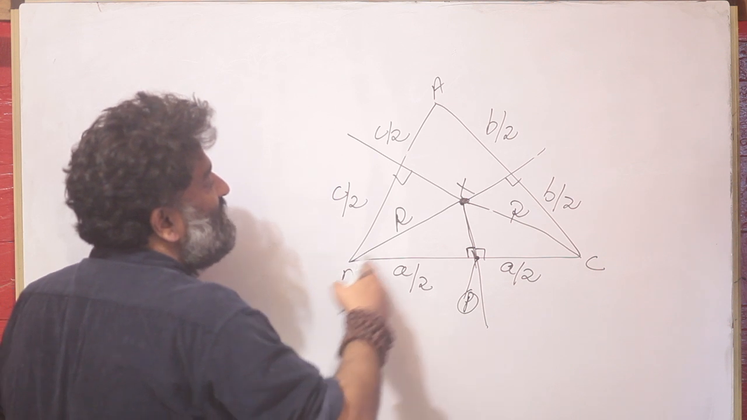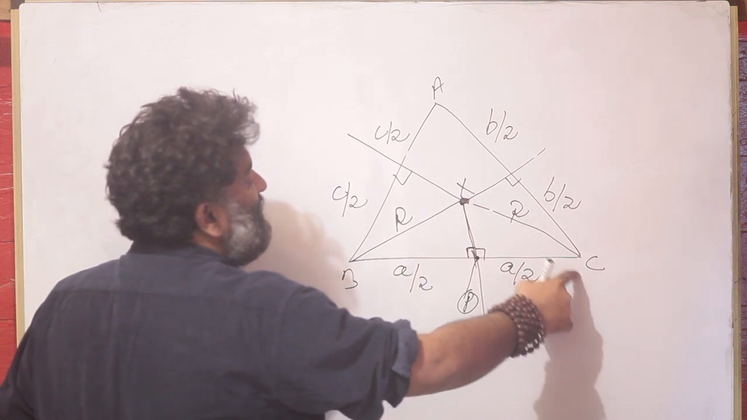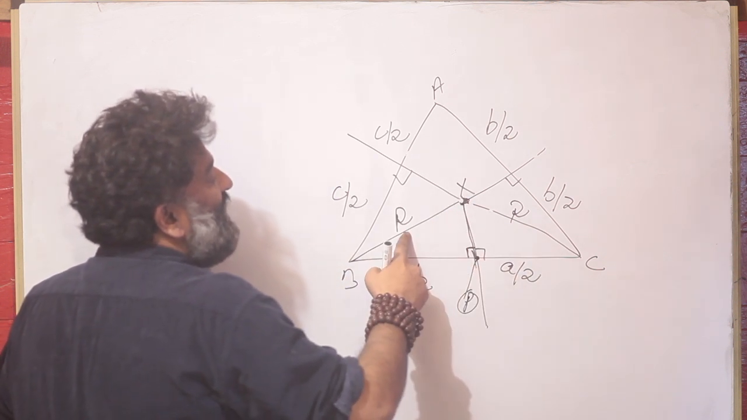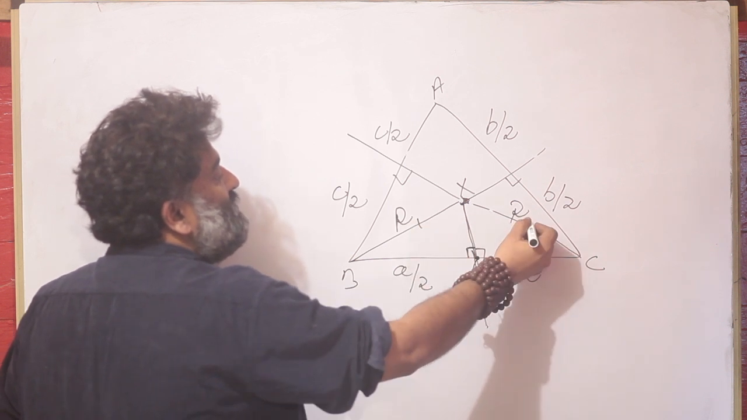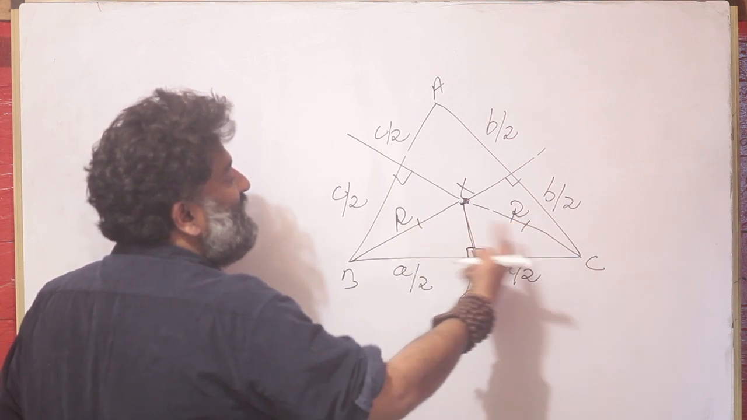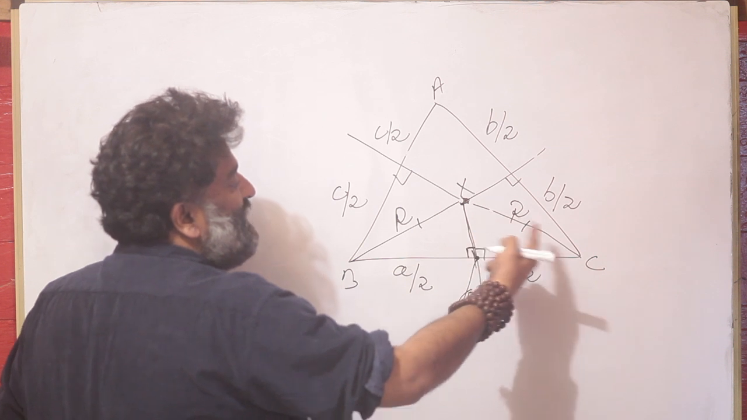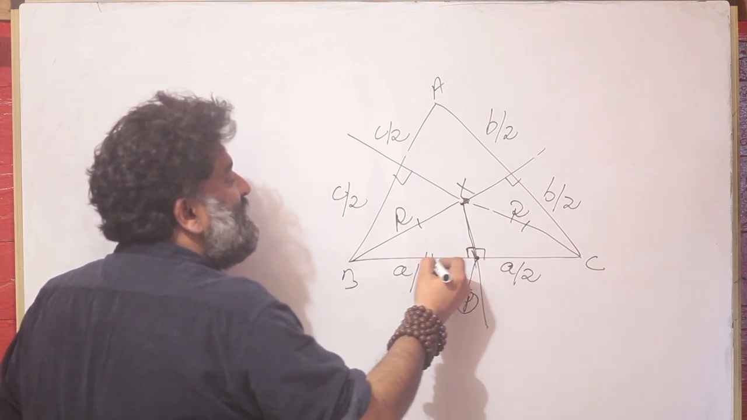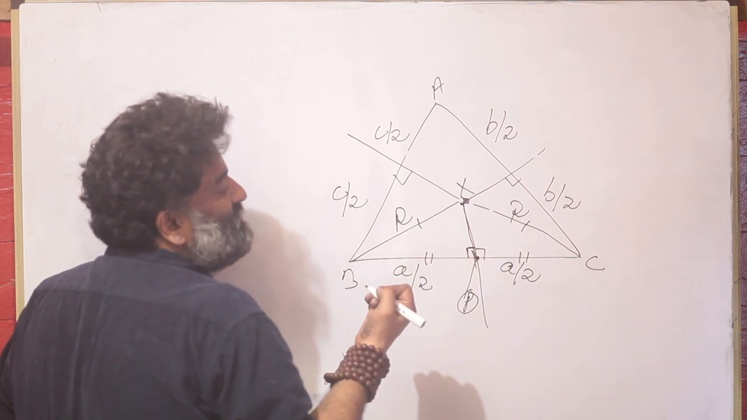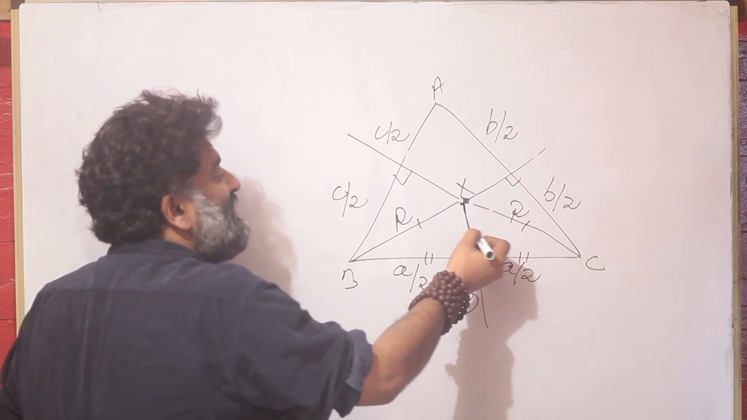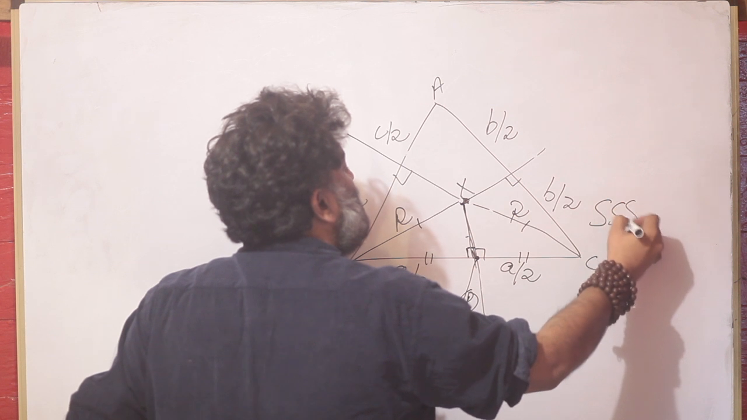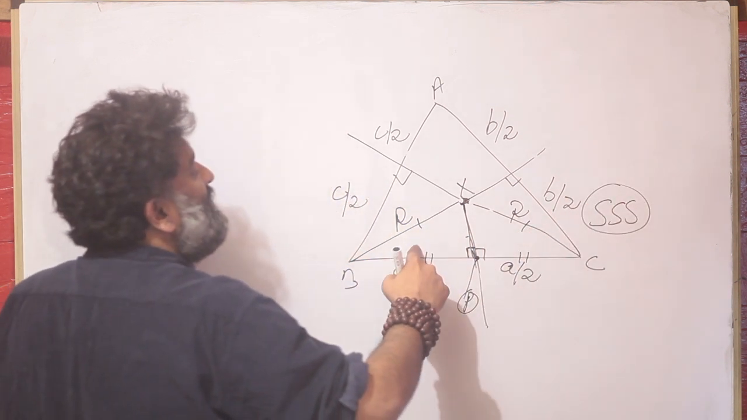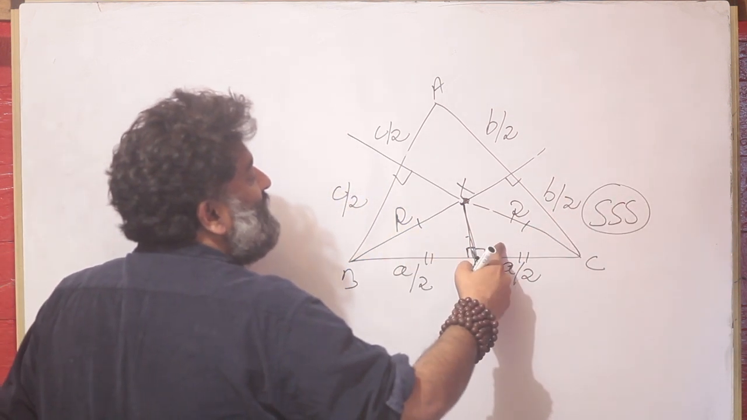And if I notice the triangle BXP and the triangle CXP, R is equal to R. So I have one side of one triangle equal to the corresponding side of the other. I know A by 2 is also equal to A by 2, so I have this side as equal as well. And this is a common side. That means SSS congruence kicks in. These two triangles are congruent to each other.